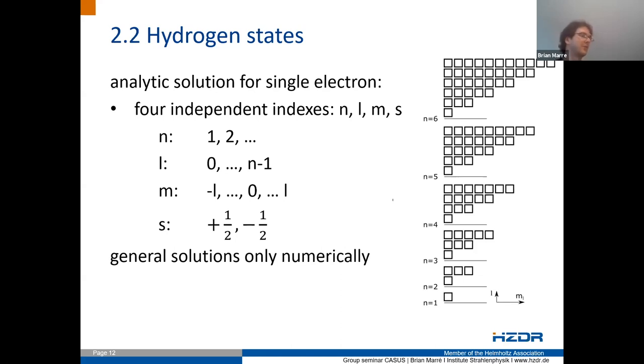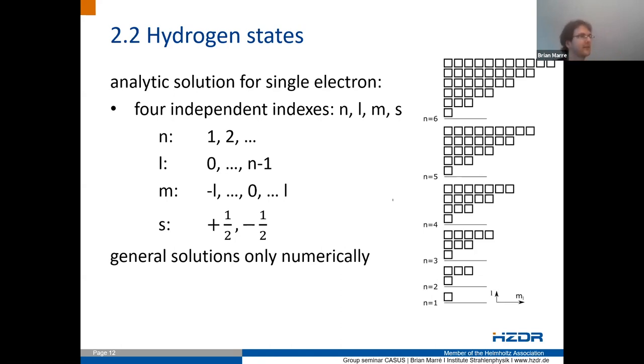N is the main or principal quantum number. That's simply an index of the energy of your particle. And then you get three additional quantum numbers, namely angular momentum, direction of angular momentum, and spin. As far as this talk is concerned, you just have to remember what their actual value spaces are.